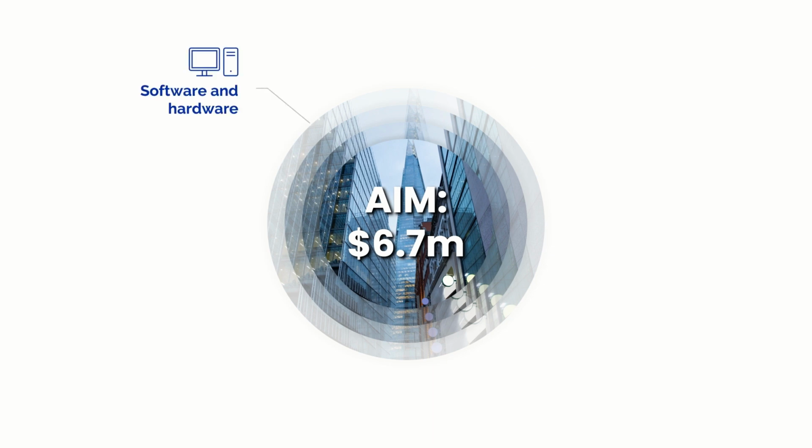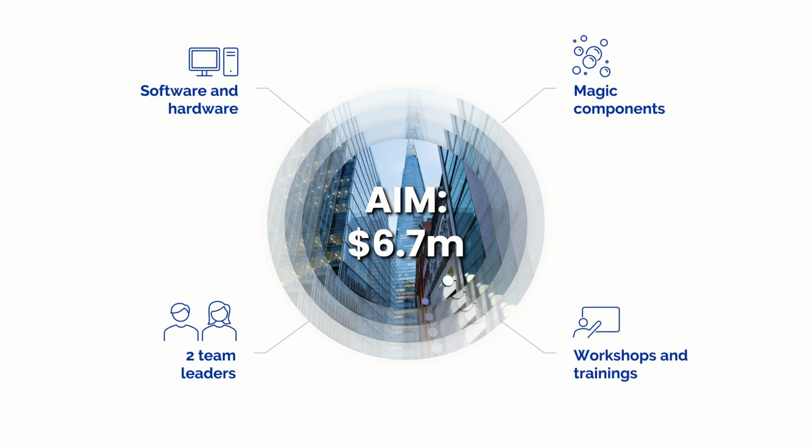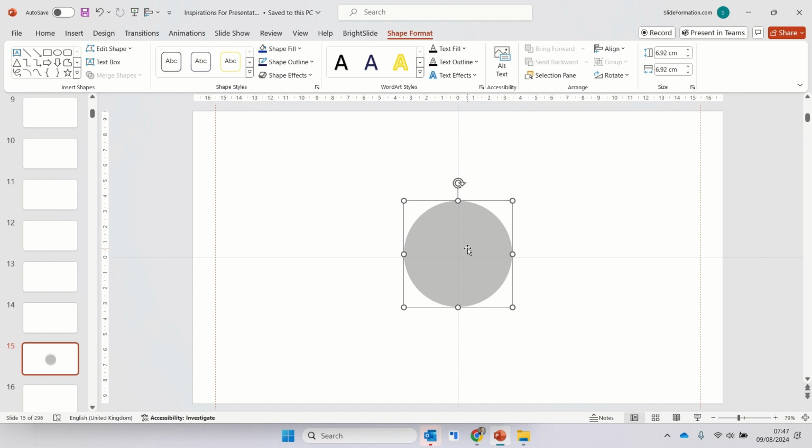Simplicity in design is key. So today I want to show you how to create such a cool diagram in PowerPoint. Let's start by inserting a circle. Remember to hold down the Shift key to make the circle perfectly symmetrical. Let's set the size to 8 centimeters in height and width.